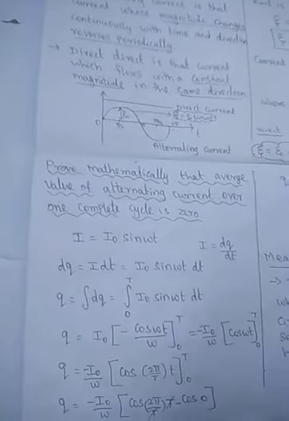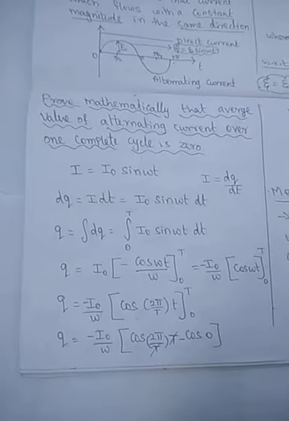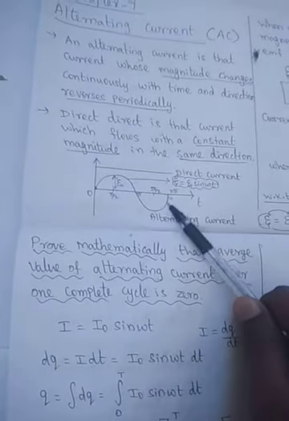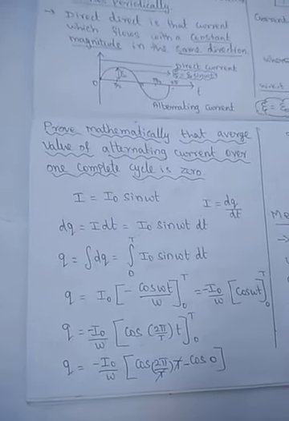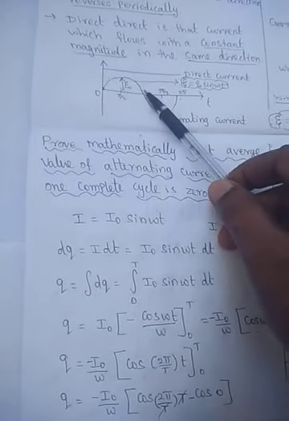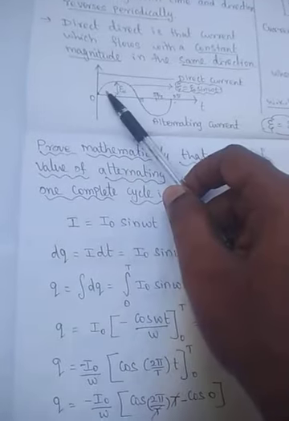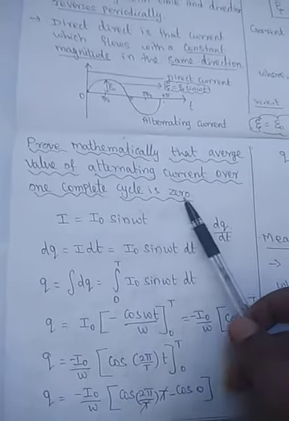First we will prove mathematically that the average value of the alternating current over one complete cycle is 0. That means for one complete cycle, what is the average value? Because the upper half cycle is equal to the lower half cycle, if you take the average value, both will cancel and the answer will become 0. We have to prove that.